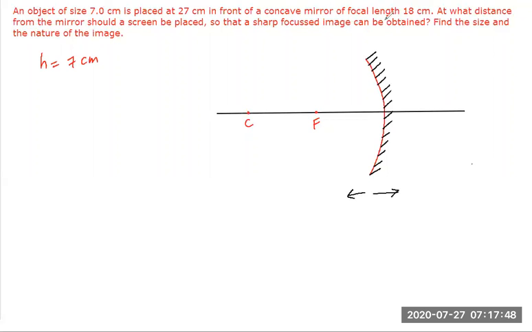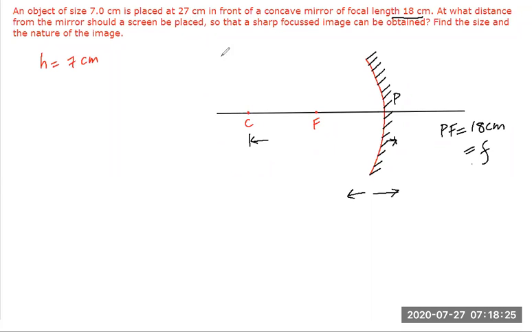Now it is giving an idea that the focal length is 18 centimeter. That means this distance F, PF, is 18 centimeter. This is basically focal length. Am I right? So if this is 18, what will be CP? So 36 centimeter. So I know that this distance from C till P is 36.